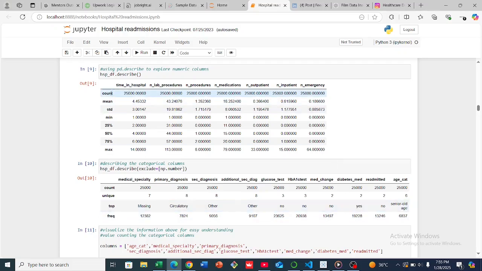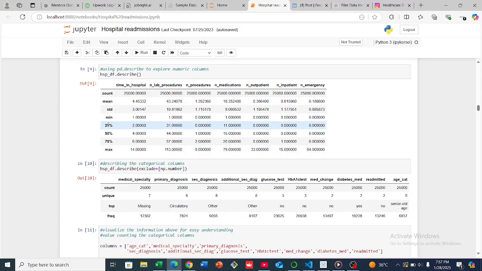From this we can see that the average time in the hospital is 4 hours. The average number of lab procedures a patient has carried out is 43. Then you can also see that the average number of medications taken by a patient is 16. We also have the average number of outpatient visits, the average number of inpatient visits, then the average emergency visits. So you could see that using the .describe method we can get a whole lot of information. We can see the minimum time a patient has been in the hospital, and the maximum time a patient has been in the hospital.